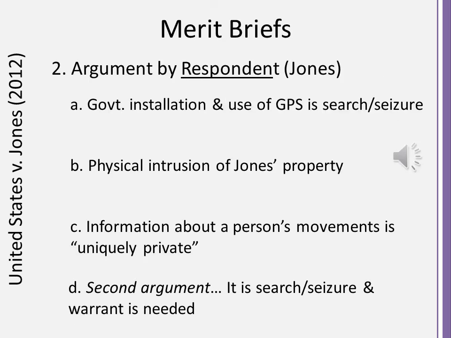After the petitioner files their merit brief with the court, the opposite side gets to respond. So we have the argument here for the respondent. In this case, this is Jones' attorneys. Jones's attorneys argued that the government installation and use of the GPS device is a search and seizure under the Fourth Amendment. Second, they make a big deal about the fact that Jones's property was physically violated. Third, they argue that information about a person's movements is uniquely private and thus should be considered a search and seizure under the Fourth Amendment. And finally, they address the government's second argument, and they say yes, using a GPS device is a search and seizure and a warrant is needed.